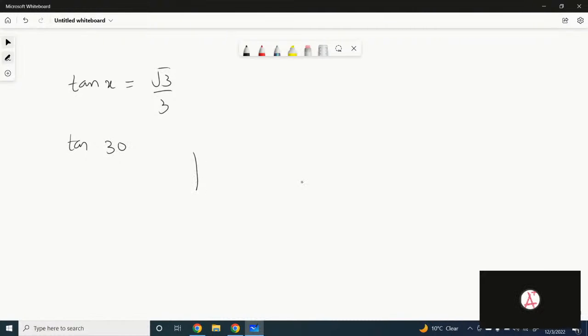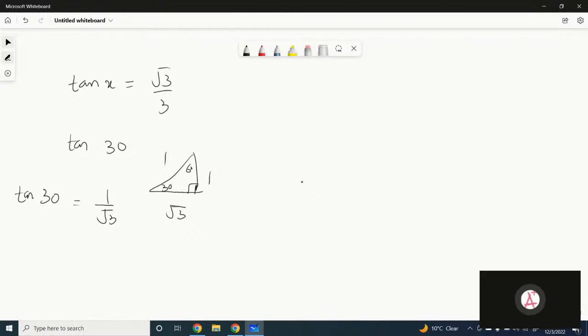It would be the 30-60 triangle. So it would be 30 here, 60 here, and 90 here. So let's start with tan 30. When it is the 30-60 triangle, the sides would be 1, 1 and square root 3. So tan 30 is opposite divided by adjacent. It would be 1 over square root 3. That isn't the correct form yet.